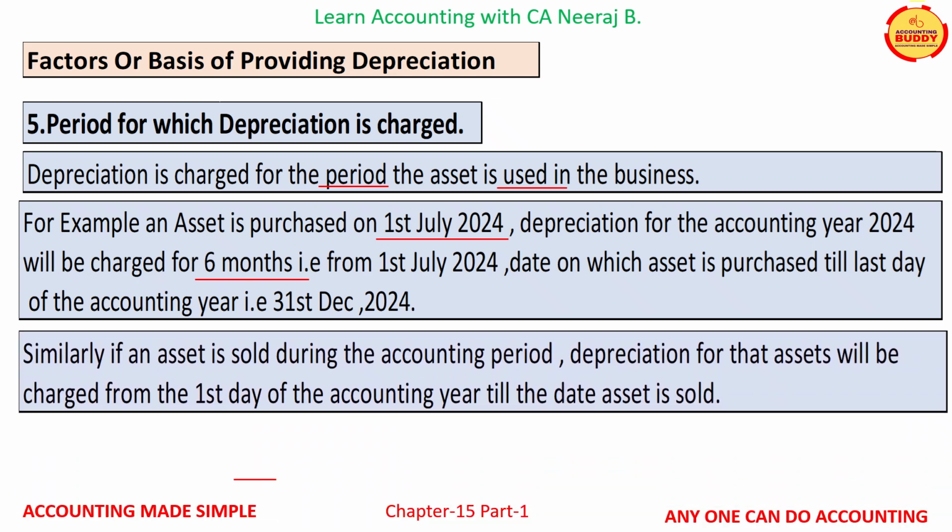Similarly, if an asset is sold during the accounting period, depreciation for that asset will be charged from the first day of the accounting year till the date asset is sold.